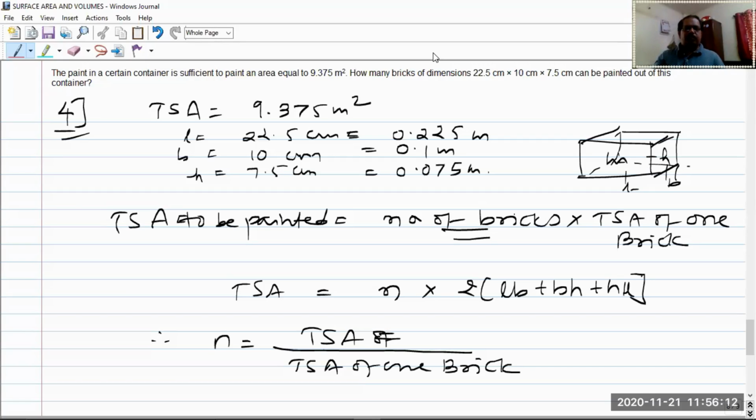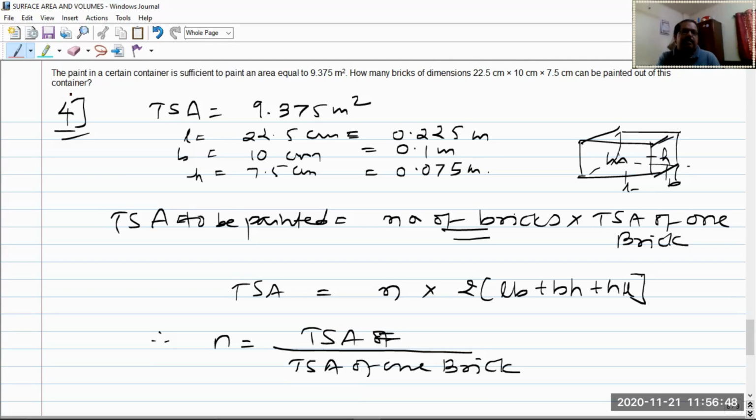So students, here we have one more example. The example is like this: the paint in a certain container is sufficient to paint an area equal to 9.375 meters square. The question is how many bricks of the dimensions 22.5 centimeter, 10 centimeter and 7.5 centimeter, that is, the length, breadth and height of the brick, can be painted out of this container?